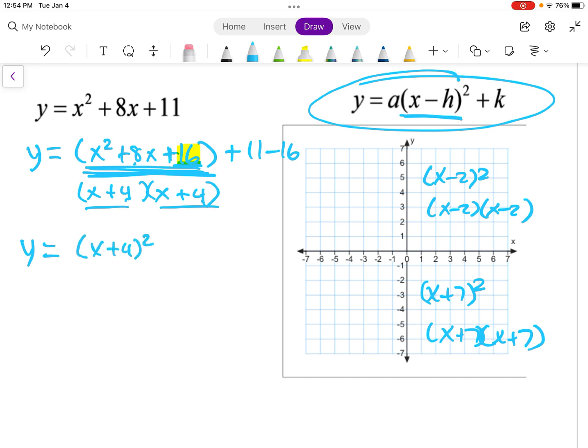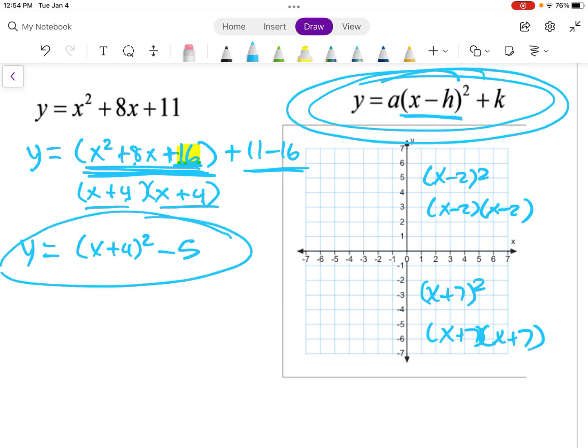So x plus 4 squared. And then out here I have that 11 minus 16. 11 minus 16 is a minus 5. I get down here. That now looks like this, right? Now we have it in vertex form. We're not going to take the time to graph it, but we could, right? We know the vertex: I'm going to go left 4. So the vertex is left 4 and down 5. That's where my vertex is. And I know that it's opening right up because there's a positive 1 in front. So we could draw that if we had to, but I think we're good with that.